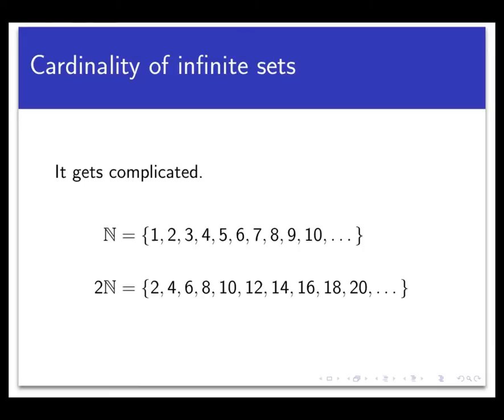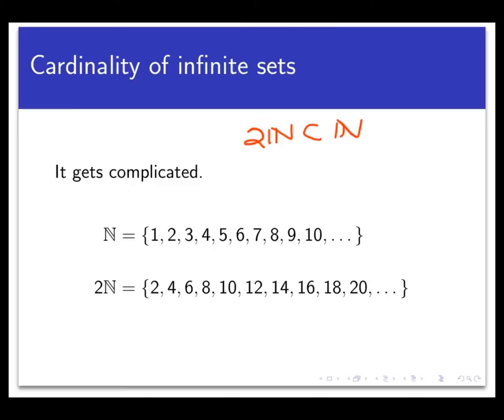So here's an example. The set of all natural numbers right here, starting at 1, I've listed out the first 10. And a set I'm going to call 2n, just to represent the set of all even natural numbers. Now, on first blush, which set is bigger, n or 2n? Well, in one sense, n is way bigger than 2n. I mean, it's pretty clear that the 2n set is a proper subset of n.